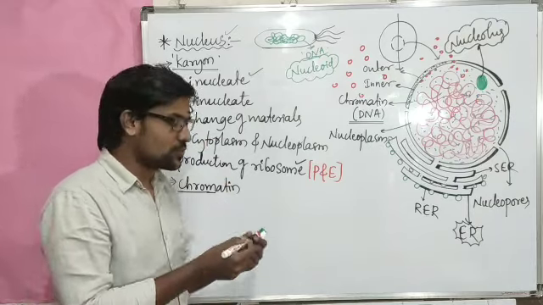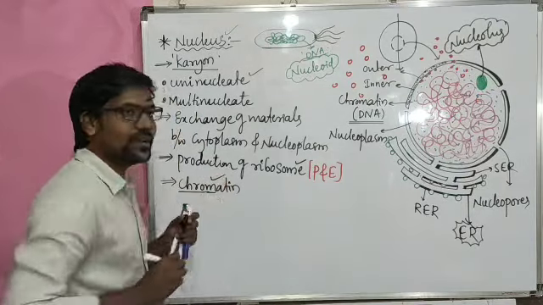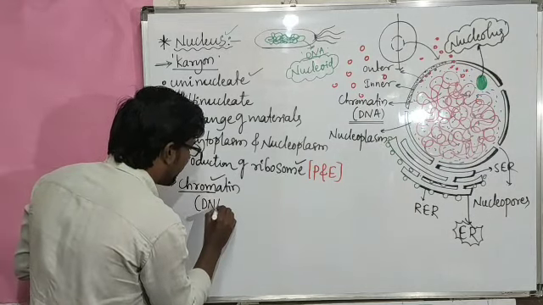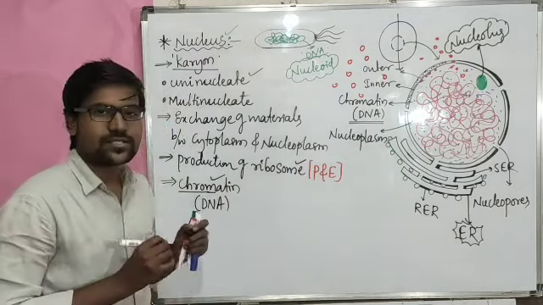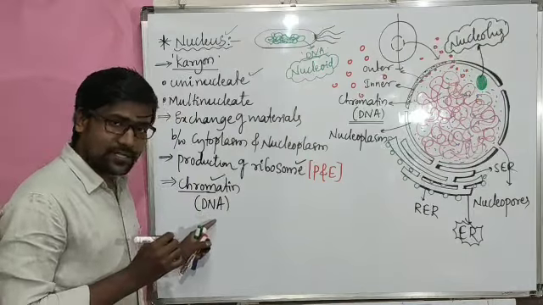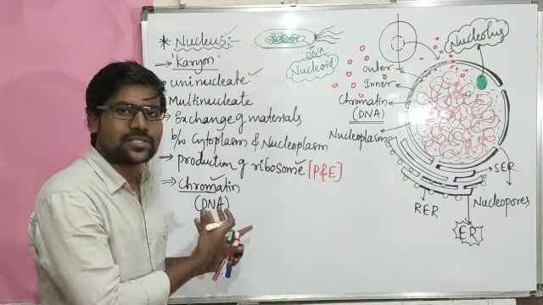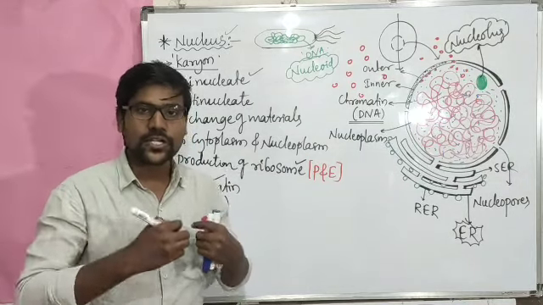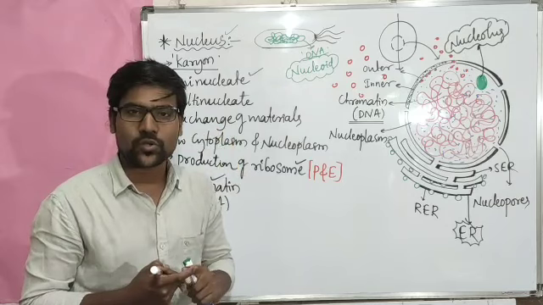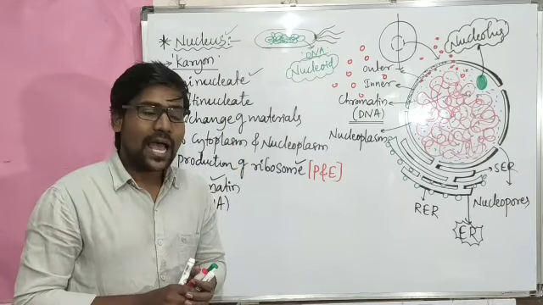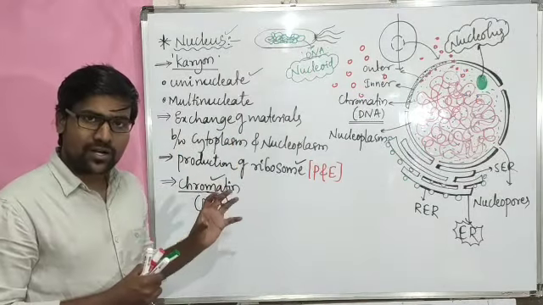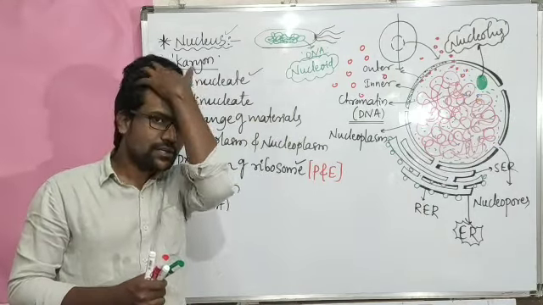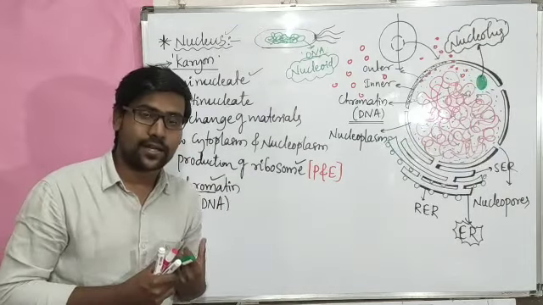And those chromosomes are formed by this chromatin, that is a thread-like structure. And this chromatin is made up of DNA, deoxyribonucleic acid. As we already know, in the 10th class we came across this DNA concept. It is a hereditary material, the genetic material, the master molecule, the macromolecule. And this DNA will control directly or indirectly almost all activities of the cell. That means it is a master molecule, this DNA.